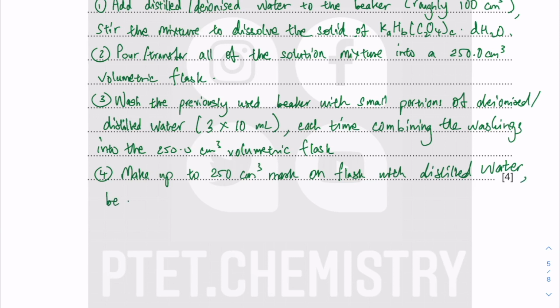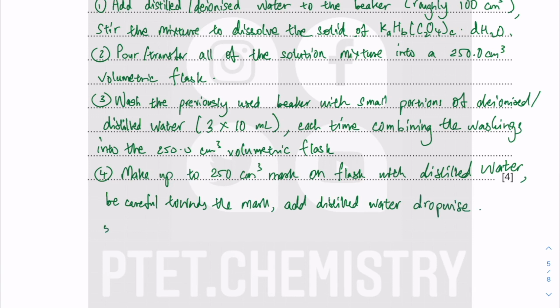Be careful towards the end, towards the mark. Add drop by drop. Add the distilled water drop-wise, because you don't want to overshoot the mark. You really need to be careful, because you cannot overshoot and take out again, because that will have changed the concentration. So to avoid going over the mark, you will just add until before the mark, then you do it drop-wise.